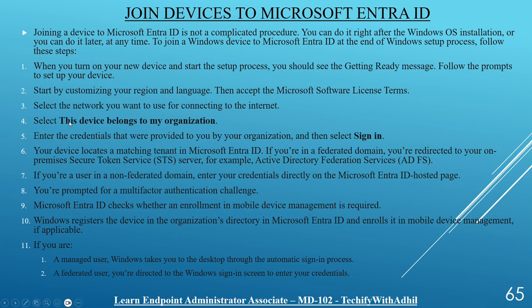follow these steps. When you turn on your device and start the setup process, you should see the getting ready message. Follow the prompts to set up the device. Start by customizing your region and language, which we normally do when setting up the OS. Just do the same, then accept the Microsoft software license, then select the network for connection, then choose that this device belongs to my organization. This is the step you need to do.